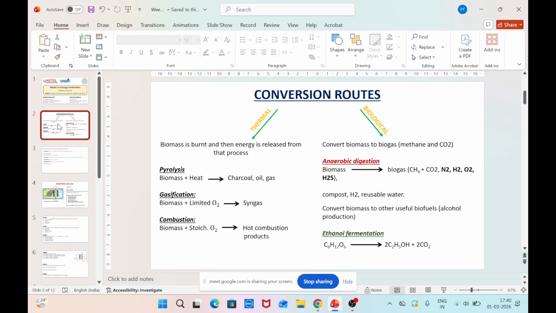Now we come to the fermentation process, where you get ethanol from simple sugars like glucose. C6H12O6 typically represents glucose. If you do the fermentation process on this glucose, you get ethanol and carbon dioxide. In order to do this fermentation process, you usually use yeast.